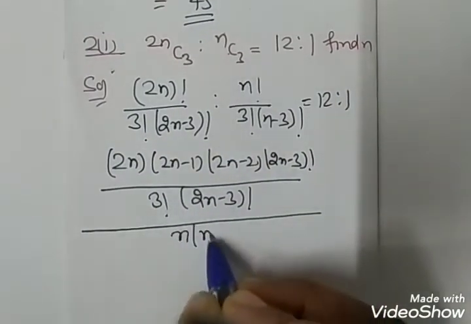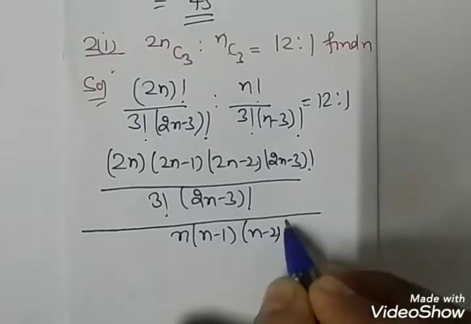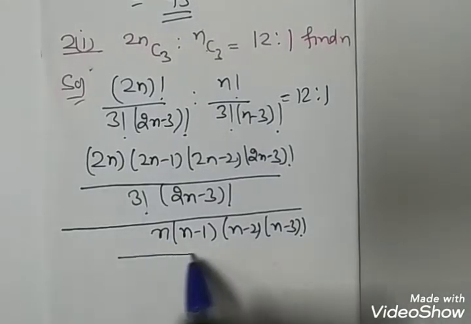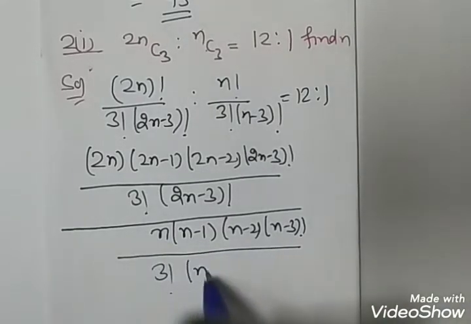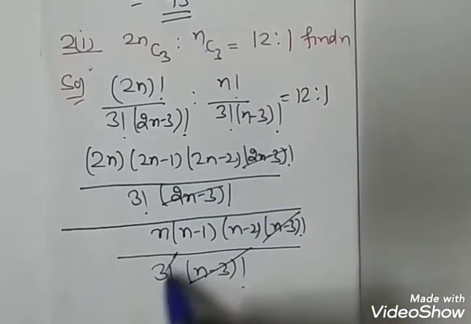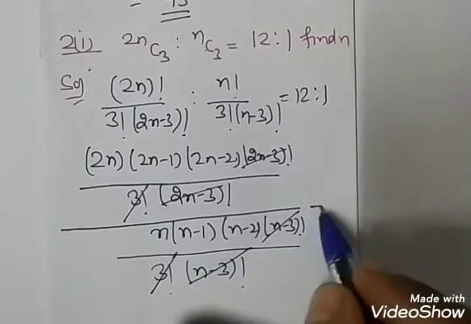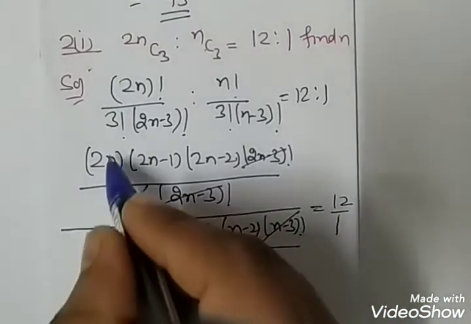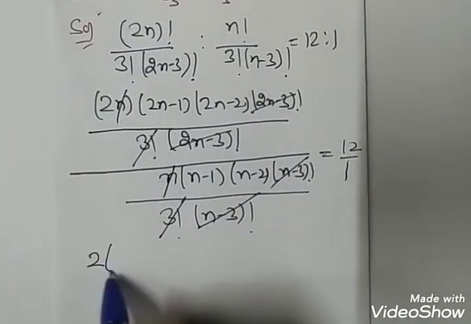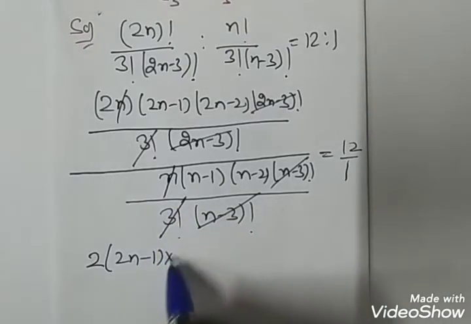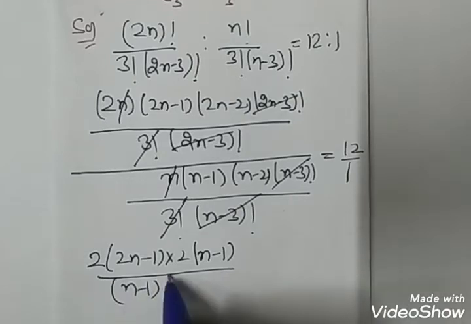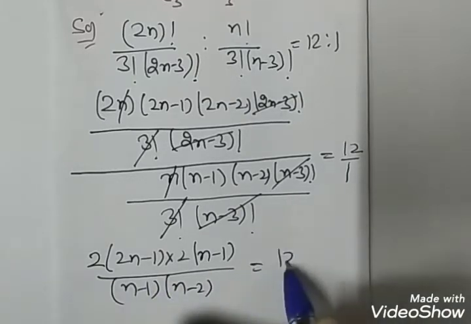n into (n minus 1) into (n minus 2) into (n minus 3) factorial upon 3 factorial into (n minus 3) factorial. This will be cancelled, and 3 factorial is cancelled by 3 factorial, equal to 12 upon 1. n is again cancelled with n. It is like 2 into (2n minus 1). I can take out common 2 from here: 2 into (2n minus 1) upon (n minus 1) into (n minus 2) is equal to 12 upon 1.